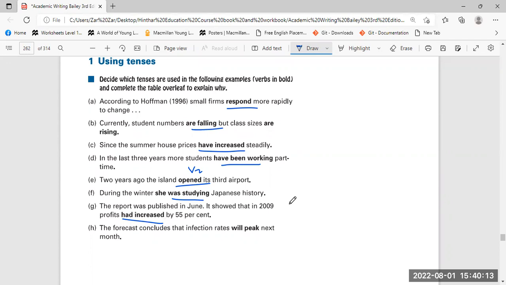And this one, the report was published in June. It showed that in 2009, profits had increased by 55%. Had increased. This is past perfect. And the forecast concludes that infection rates will peak. Will peak is? Future. Future, yes.